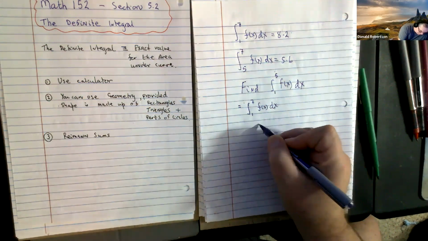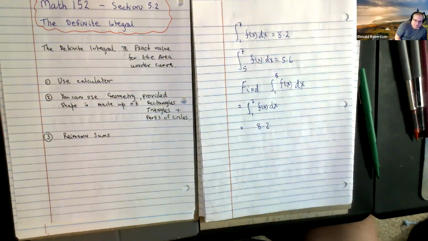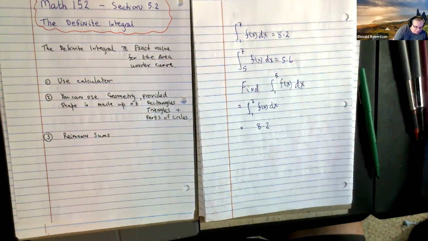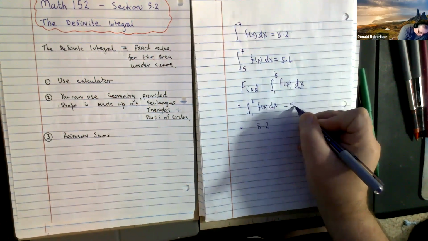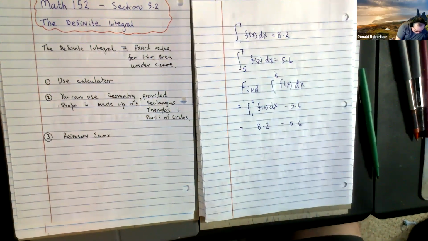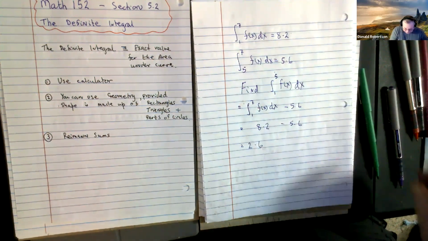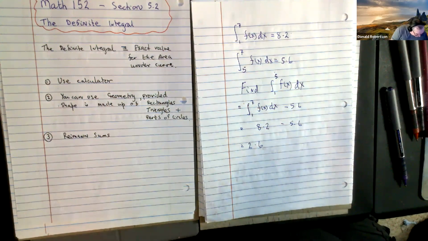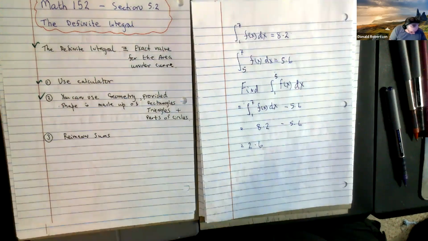So I would start with 8.2. Then what would I do? Correct. You would take away 5.6. And the answer is what? 2.6, I believe. So we have essentially covered those two guys, right?